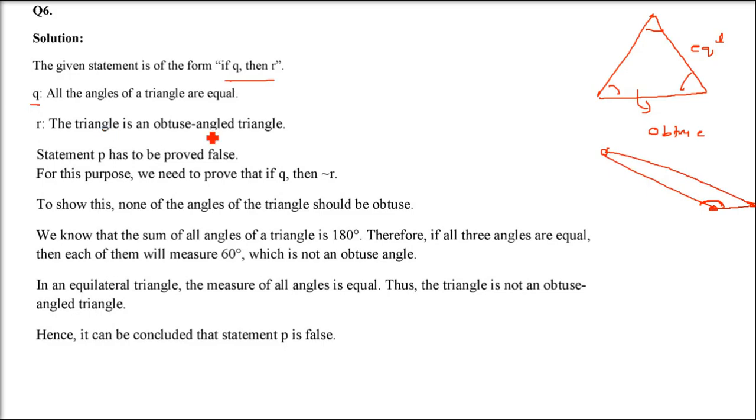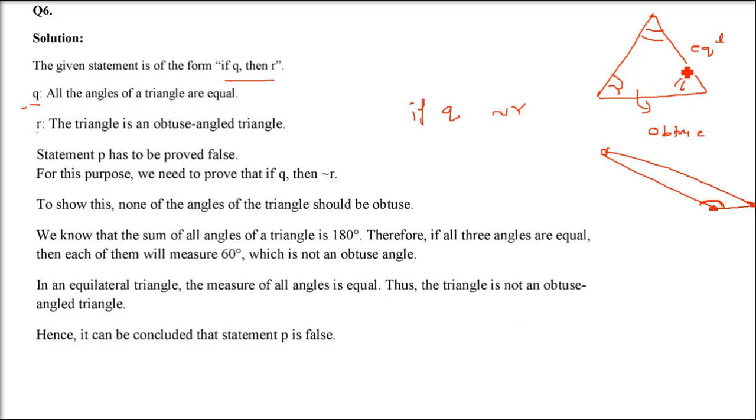All the triangle angles are equal. So when you say all the triangles are equal, it cannot be an obtuse angle triangle. How? We have to prove not R. That is what this counter example means. If you say Q is true, R has to be false.